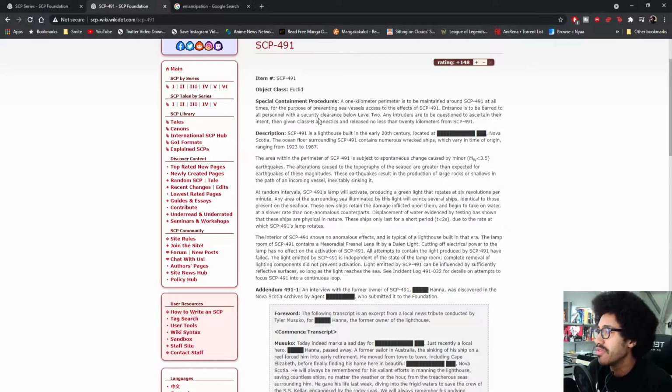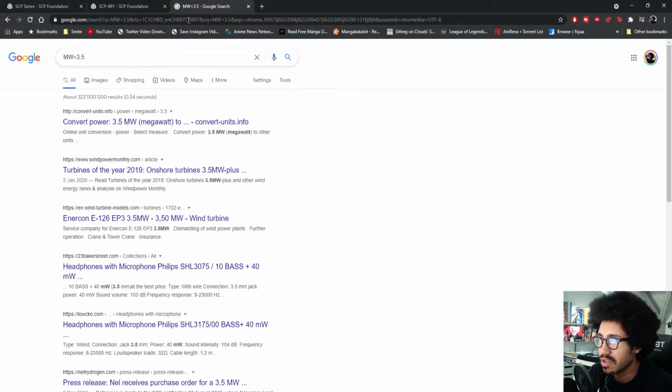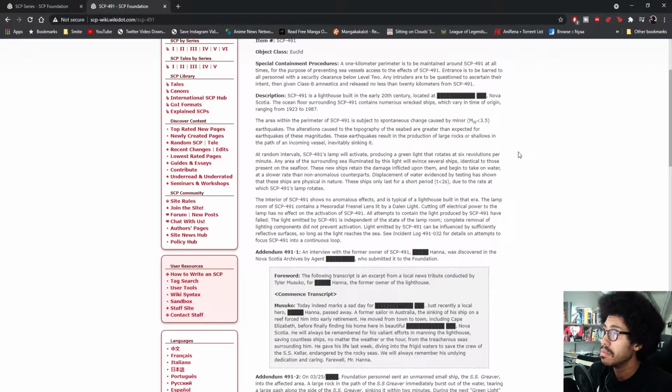Within the perimeter of SCP-491 is subject to spontaneous change caused by minor MW. I don't know what that means. Oh wait, earthquakes? Is that like the measurement for earthquakes? Well, that doesn't help. Earthquakes. The alteration caused to the topography of the seabed are greater than expected for earthquakes of these magnitudes. These earthquakes result in the production of large rocks or shallows in the path of incoming vessels, inevitably sinking it. Oh. So it lures you in, and the earth itself decides to impale the boat.